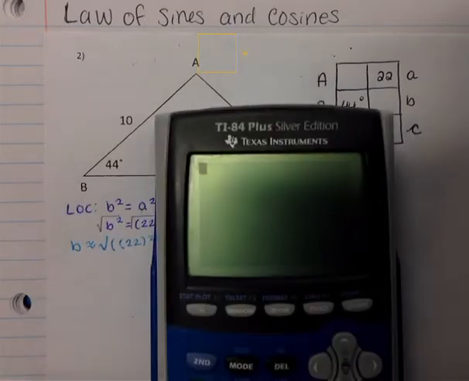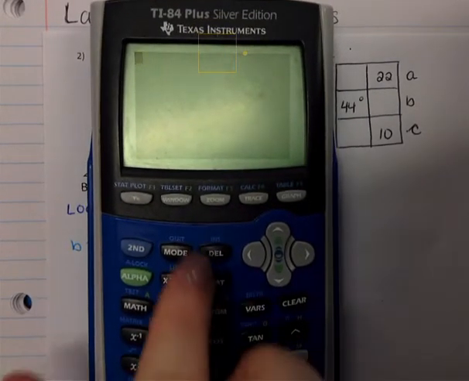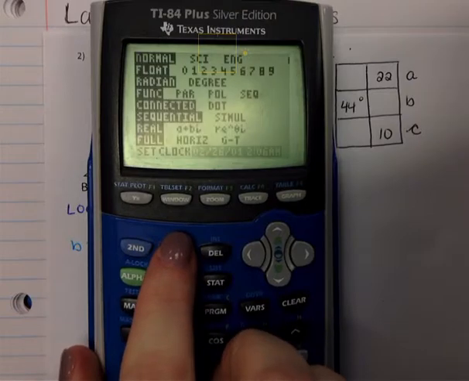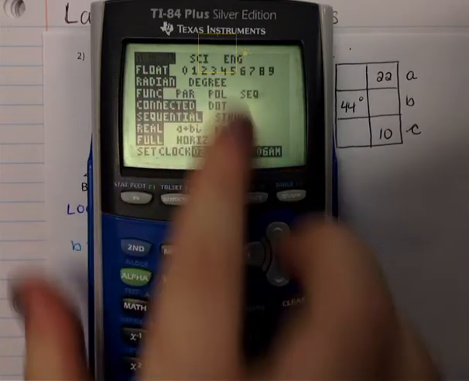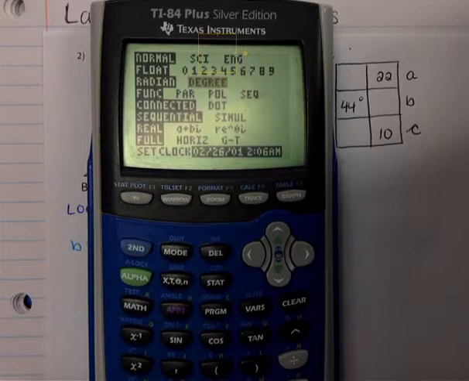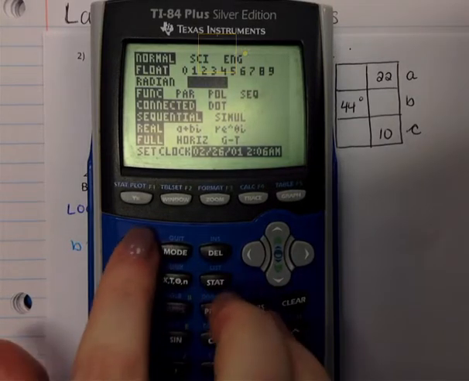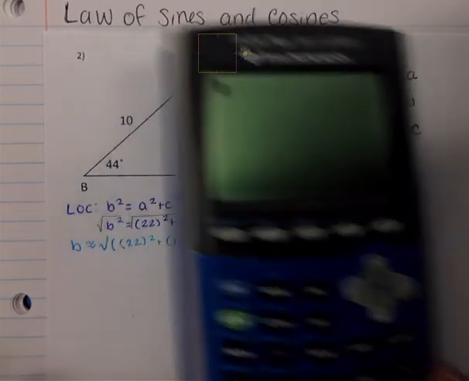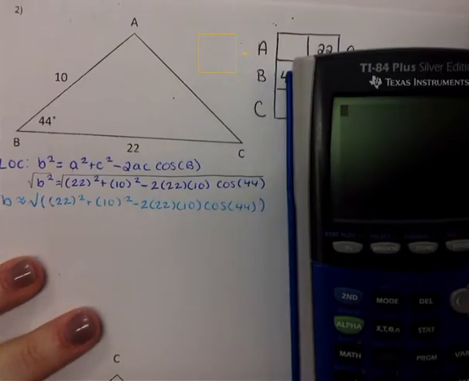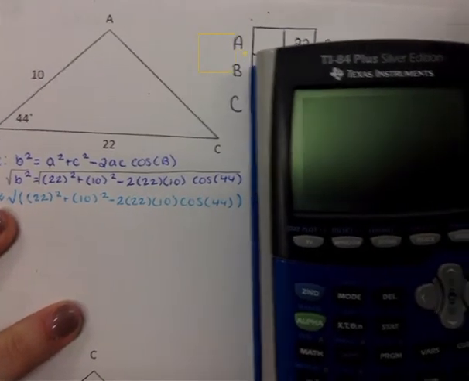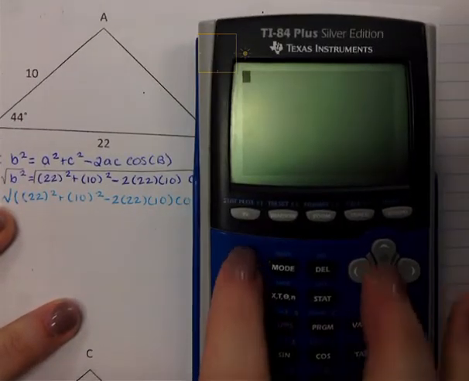So if I turn on the calculator, I'm going to make sure my calculator is in degree mode. So I go to mode, and as you can see, it's not in degree. So I'm going to change it into degree mode. Second, quit, and I'm going to type this in as I see it. So I'm going to type it in as the light blue, which is that square root symbol.